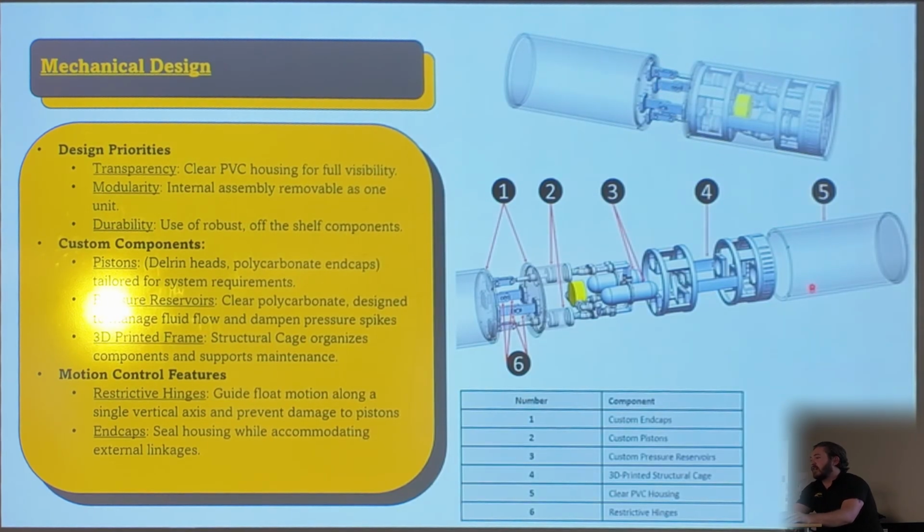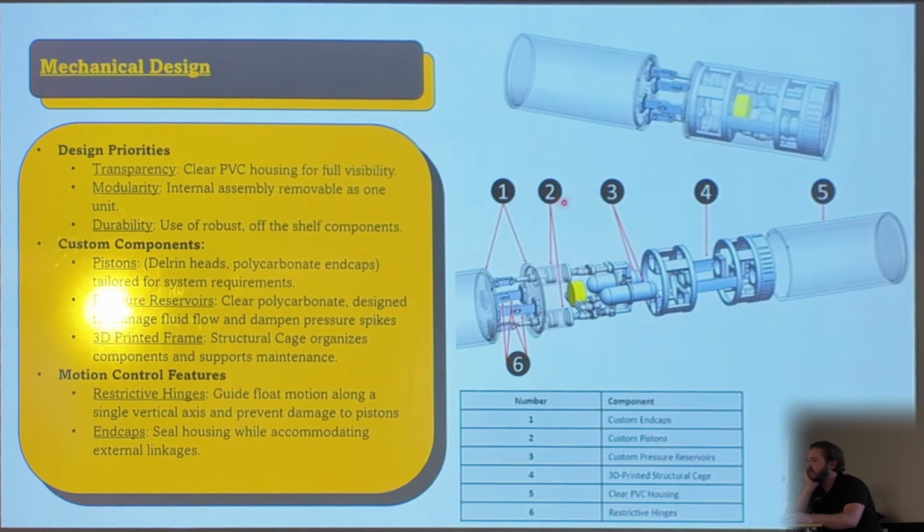So a huge part of my project was the mechanical design of my system. So you can see that here. I wanted to go with something clear so that you can see all the internal working parts and be able to learn from it just by seeing it. Essentially, I have an exploded view of the model here where you can see all the different components. I have custom end caps at 1. We have the custom pistons at 2. Custom pressure reservoirs at 3. And then we have the cage and the housing, 4 and 5.